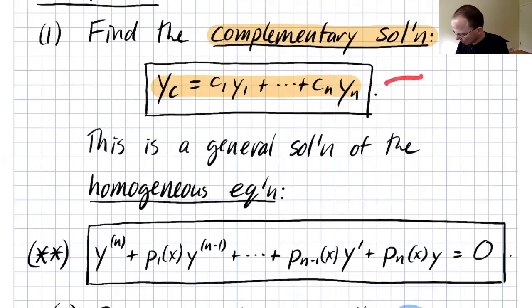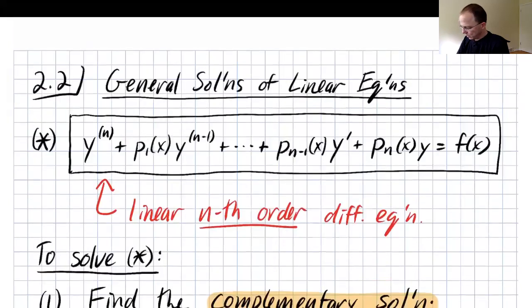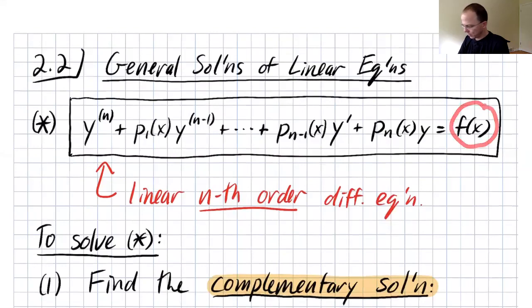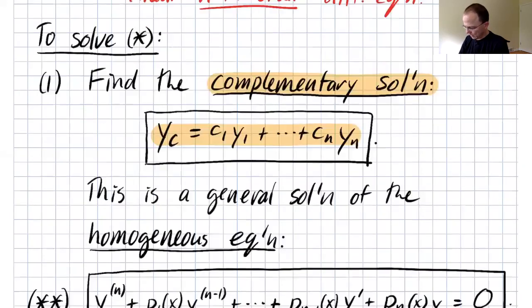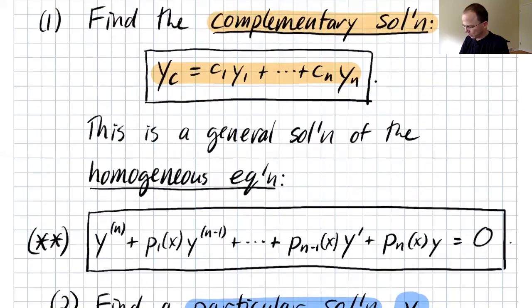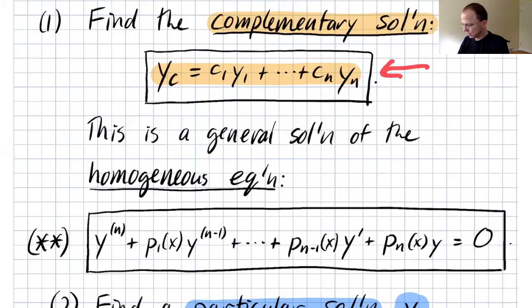Under certain conditions like linear independence, this is a general solution of the homogeneous equation. The homogeneous equation is the same as the original equation, except now we have a 0 here. That's the only difference. If you look up here, we have a function f of x on the right-hand side, and in the homogeneous equation, we just replace that with 0. So we need to find our general solution for this homogeneous equation, and this is referred to as the complementary solution.